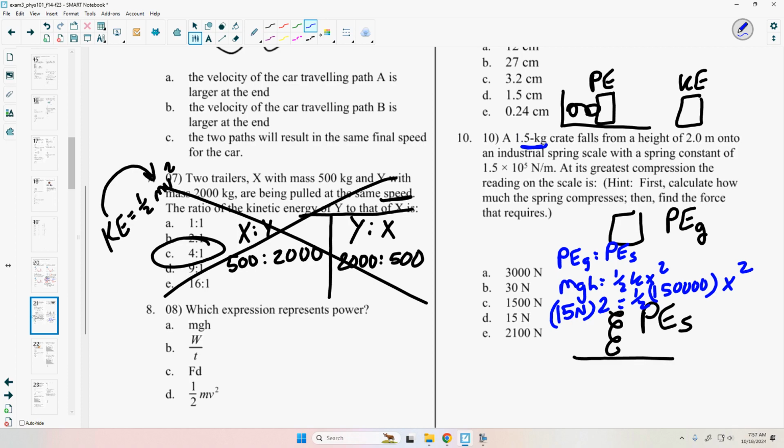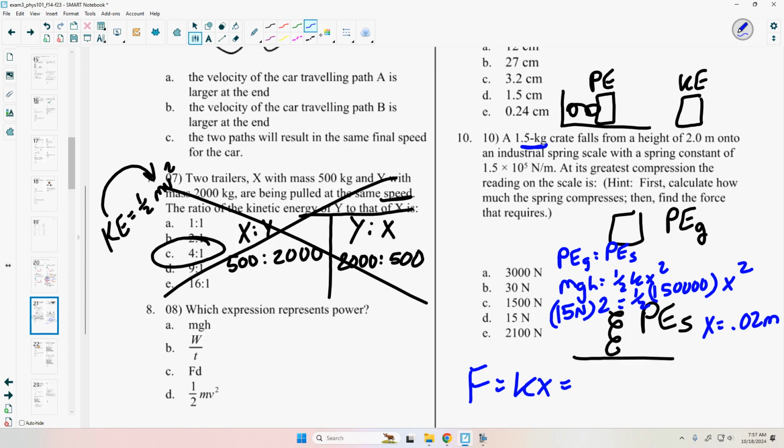That gives me a distance of x equal to 0.02 meters. That's not an option, right? But that's not what I'm looking for. I'm not looking for a compression of the scale. I'm instead asking, what does the scale read? And so I need to take a second step, which is that F is equal to Kx.